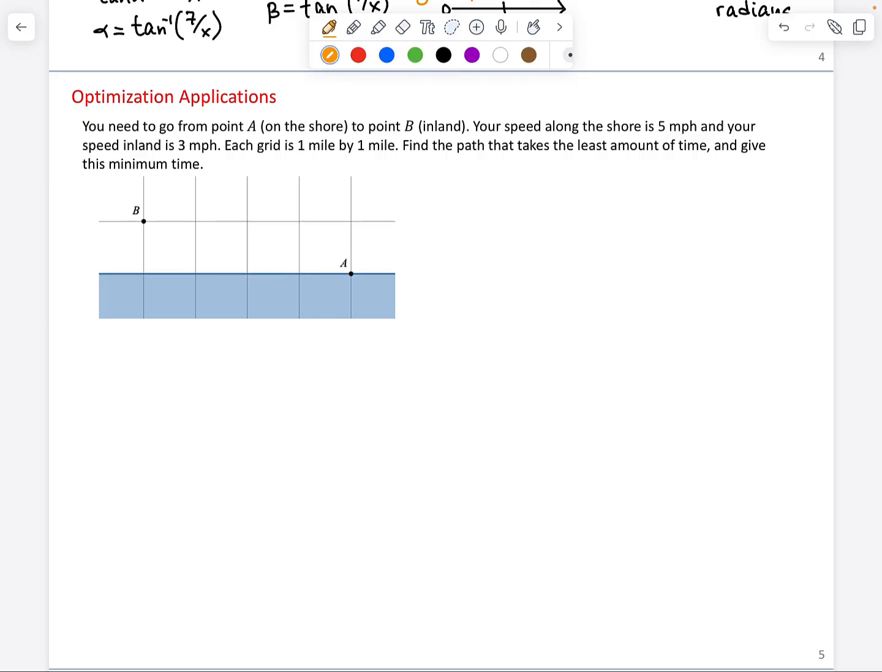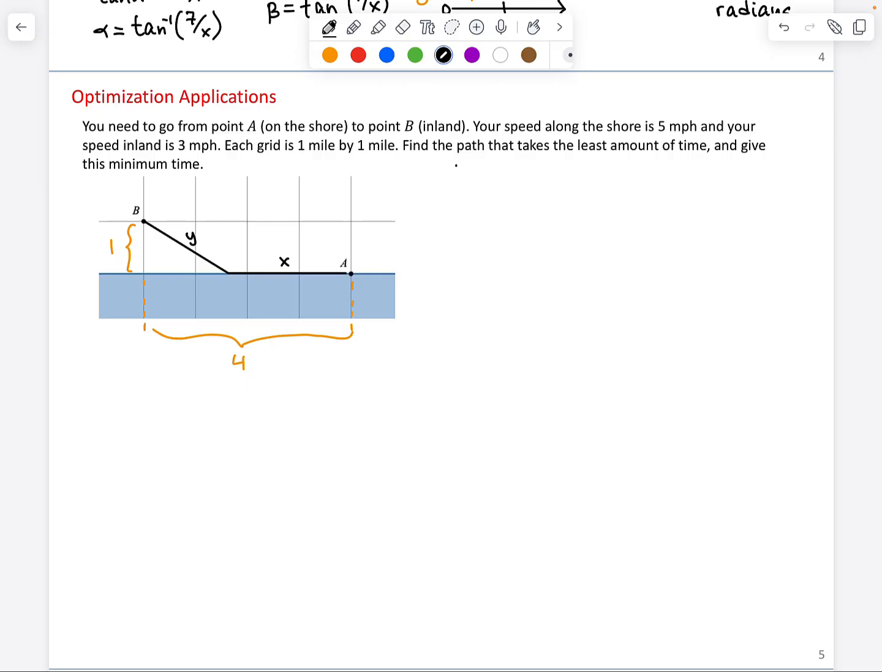Now each grid is 1 mile, so we can see that point B is 4 miles downshore before we would need to cut inland and go 1 mile. What we don't know is how far along the shore we ought to travel. So let's call this distance x before we turn inland and then go a distance y.